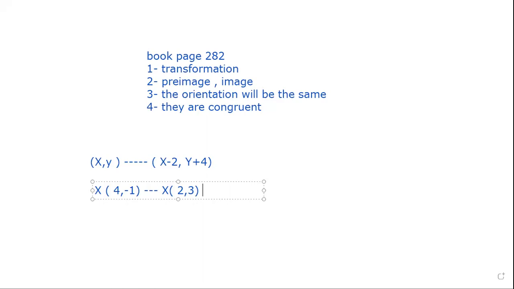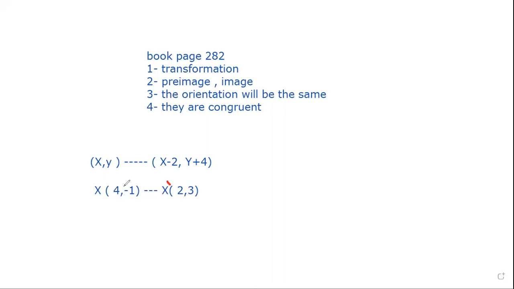Read it from the graph. X prime is 2 and 3. Check. Yes, right? How do we do it when it moves 4 units up and 2 units to the left? We will make minus 2, and then plus 4.